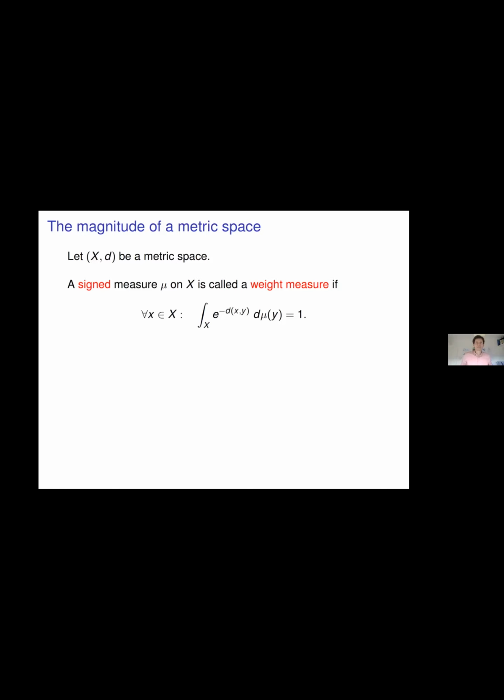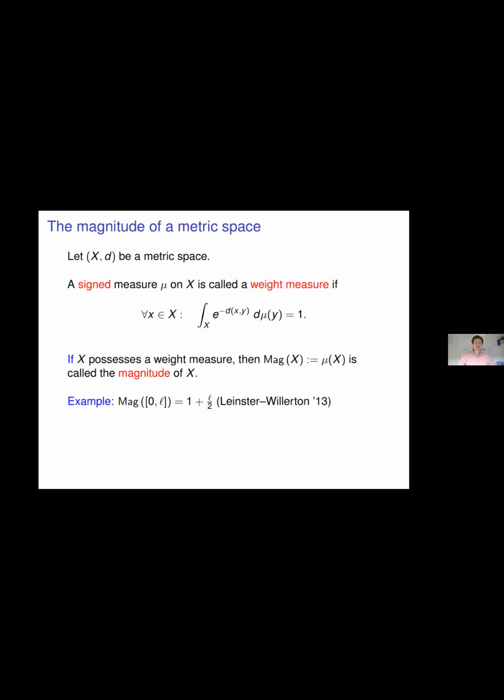I emphasize signed is important here. It is called a weight measure if it has this property that if we integrate negative exponential of the distance, we get 1 for every fixed point in the metric space. So if X possesses a weight measure, which might or might not be the case, then the total mass of the space X is referred to as the magnitude of the metric space.